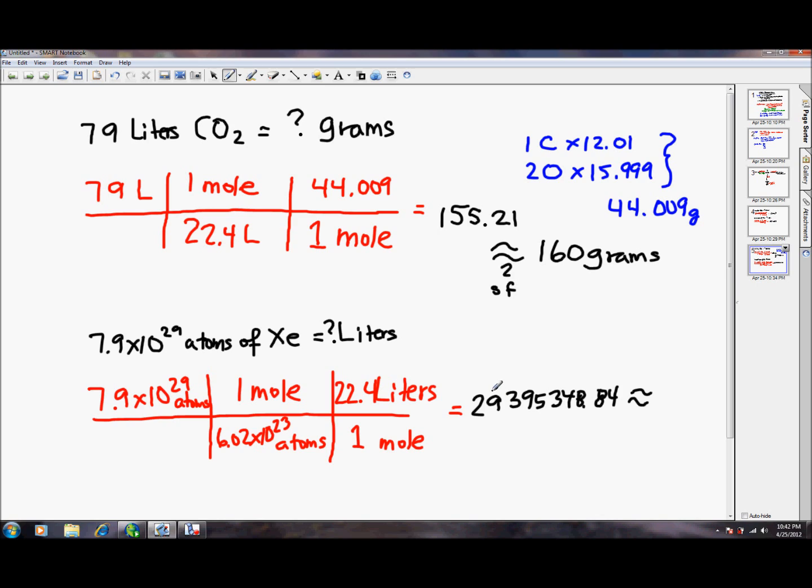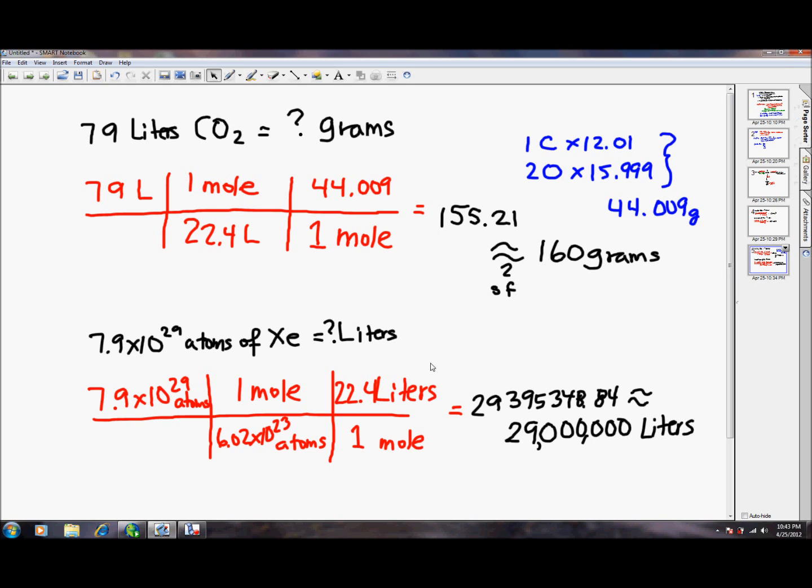This is 29, but the next digit is 3, so I'm going to round down. So to 2 significant figures, I'll put 29, and I'm going to replace 1, 2, 3, 4, 5, 6 numbers that were before the decimal place with zeros. That's a lot of liters, 29 million liters. Well, it turns out that's a lot of atoms. That's a lot of moles, so it's a lot of liters.